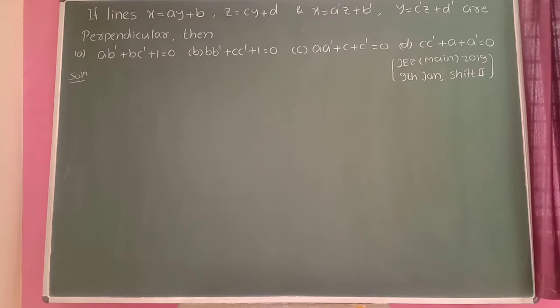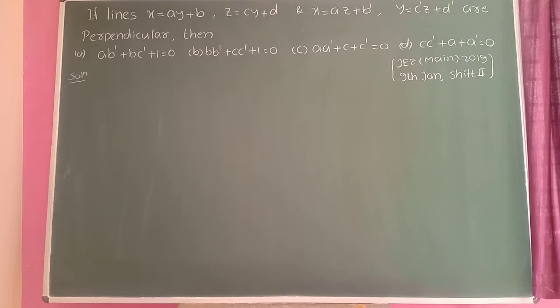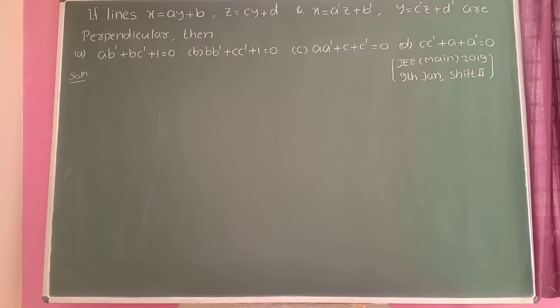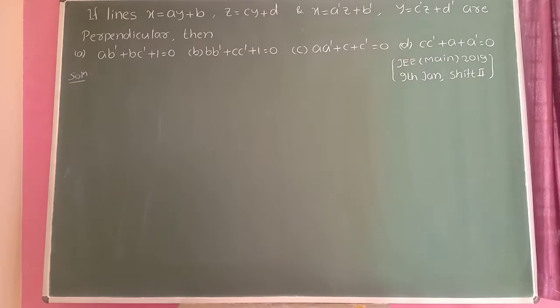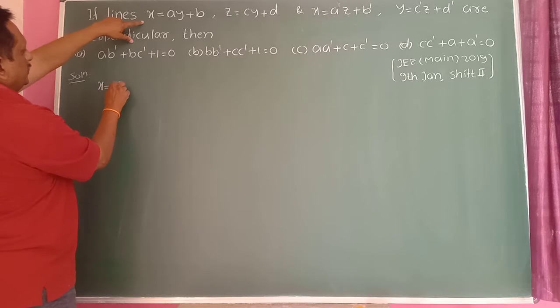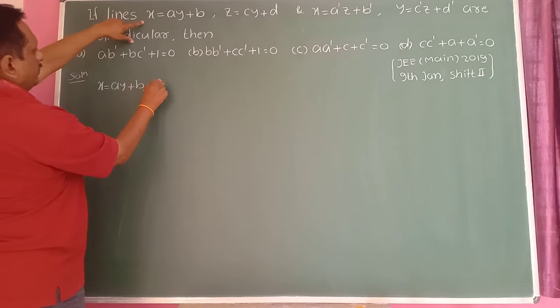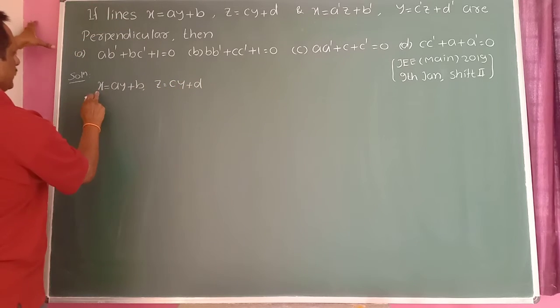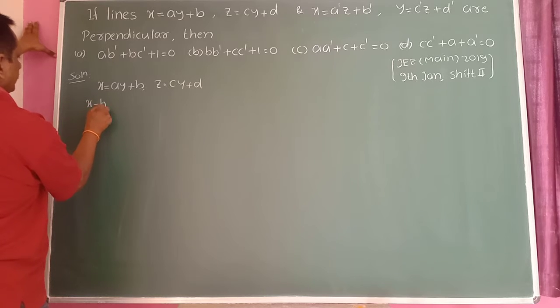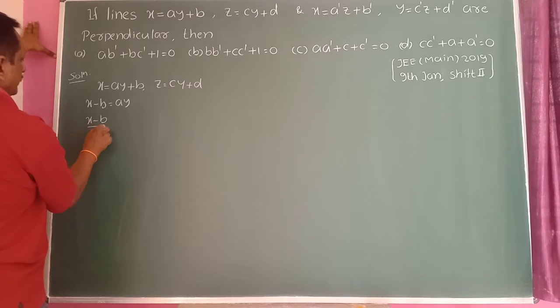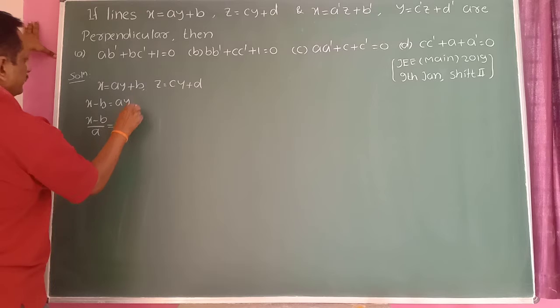If lines x = ay + b, z = cy + d, and x = a'z + b', y = c'z + d' are perpendicular, then which one of the following is the correct option here? From this result, take the equation x = ay + b and z = cy + d. We have to take b to this side: x - b = a into y. Cross multiply: (x - b)/a = y.